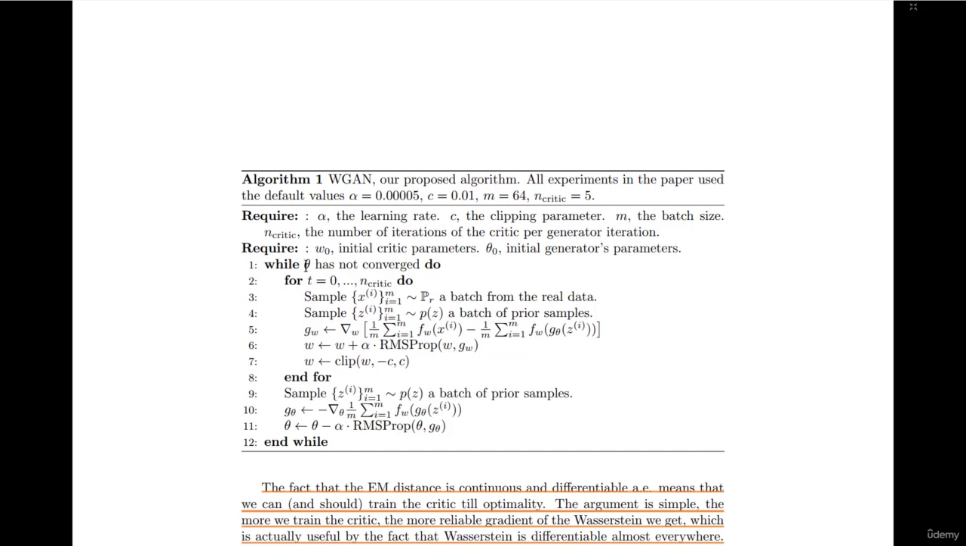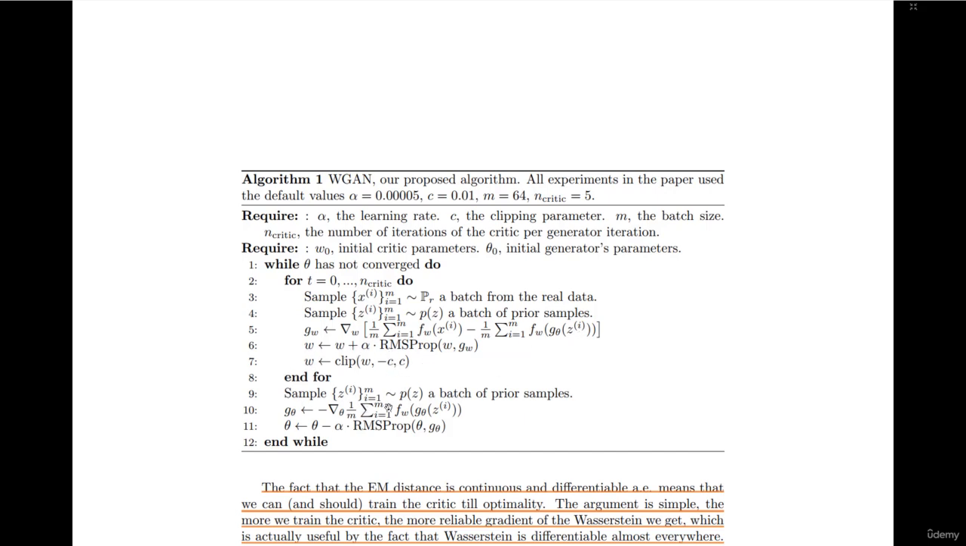As you can see right here, for t equals 0 right up to n critic, so if you have n critic equals 5, what we'll do is collect samples from the real data and collect the noise data. Then we update using RMSprop, where we define g_w, the derivative with respect to the weights, to be the difference between the real output of the discriminator and the fake output from the discriminator. And then after this, we clip the weights, as you can see right here.